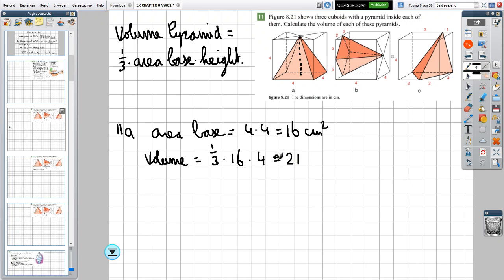which means, and I have to use approximately here because this does not match up nicely, 21 point... Yeah, they don't say how many decimals I have to round. I'm going to round to 1 decimal. Okay.